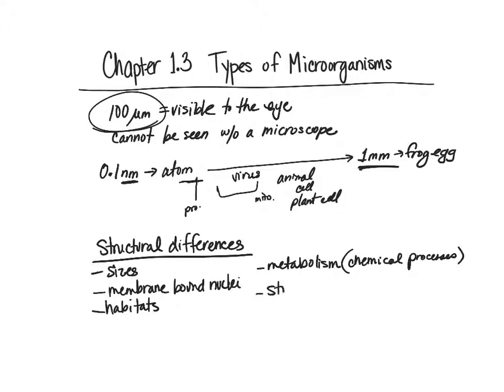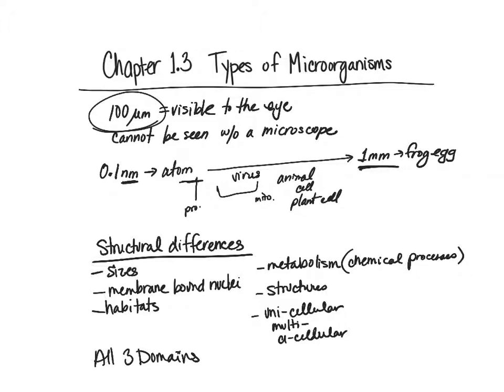Also different structures. For example, a virus is made up of proteins and RNA or DNA versus a eukaryotic organism or a plant or an animal that's made up of lots of different structures. And then different things like whether it's unicellular, multicellular, or acellular. We'll talk about these as we move forward into the different types of organisms. And then we find our microorganisms in all three domains. So throughout the semester, we're going to be taking a look at all three domains. What are those three domains again? Do you remember?